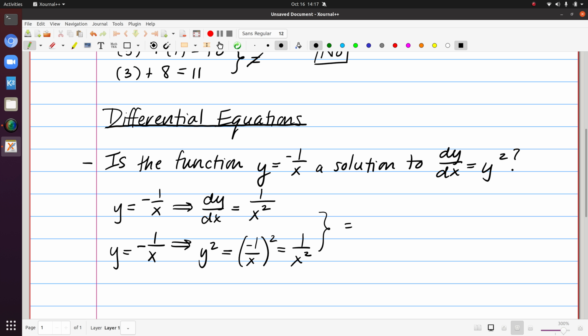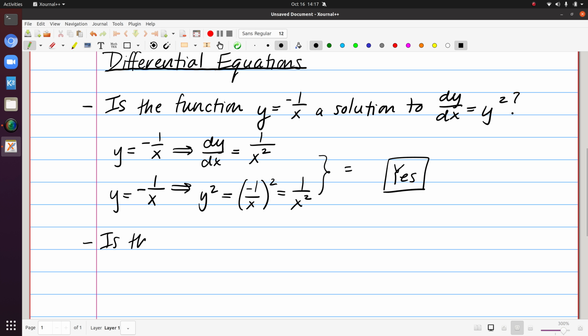So these two things are equal. That means that when I substitute in the function y equals negative 1 over x to this equation, we get a true statement. For all x, 1 over x squared is equal to 1 over x squared. So that would mean that the answer to our question is yes, this is a solution. We get a true statement.